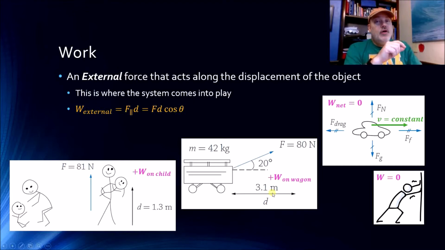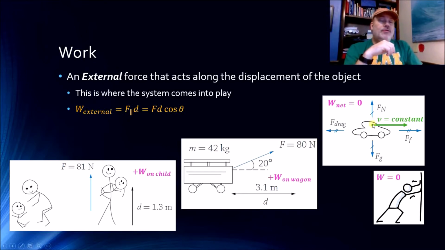So positive work always adds energy into the system. So this child has gained gravitational potential energy. This wagon will be gaining kinetic energy due to this work. So look at our car over here on the right. In this case, the car is moving to the right at a constant speed. So I have a force of friction from the tires making it go forward. That would be producing positive work because it's in the direction of motion. We have drag force in the opposite direction of the way it's going. So that would be negative work.